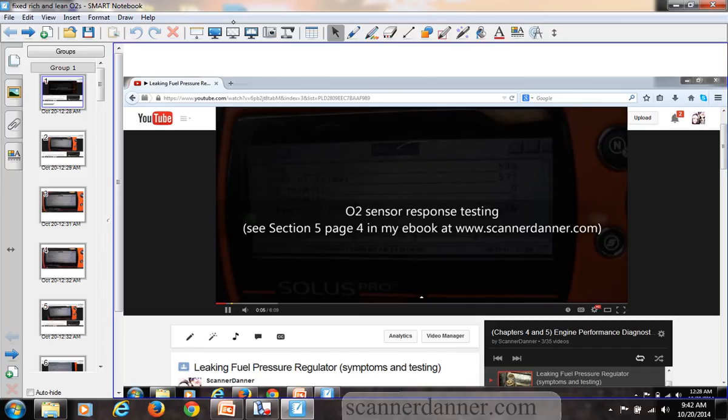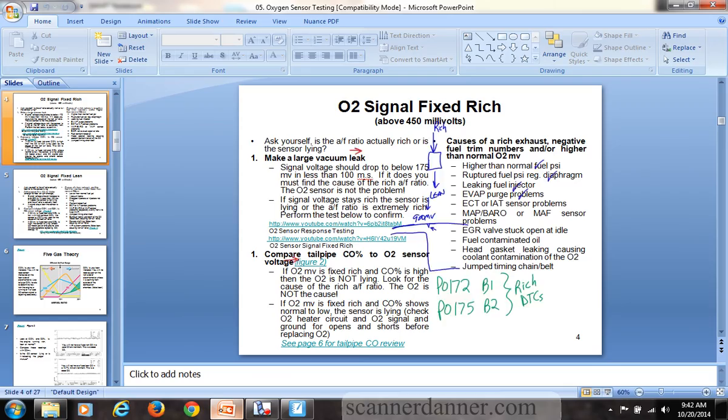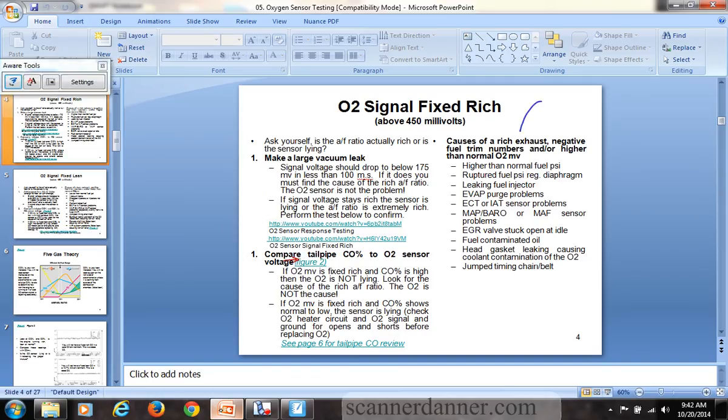Leaking fuel pressure regulator, so we see what's coming, right? This is going to be an actual rich condition. So let me be clear on my text here: if we are dealing with a fixed rich O2 signal or fuel trim trouble codes, I want you guys to take note of this, right? I'm saying negative fuel trim numbers and or higher than normal O2. I want you guys to remember you can follow this page even when you don't have a fixed O2 signal.